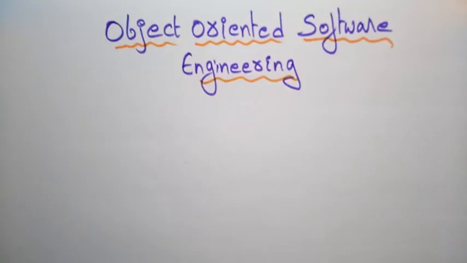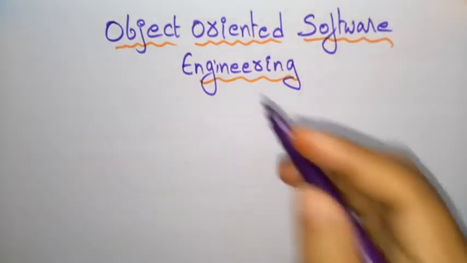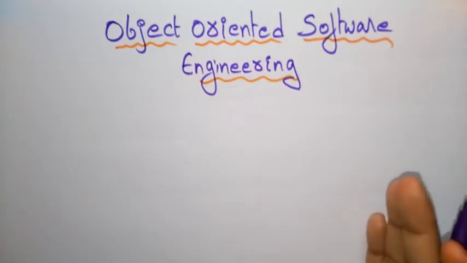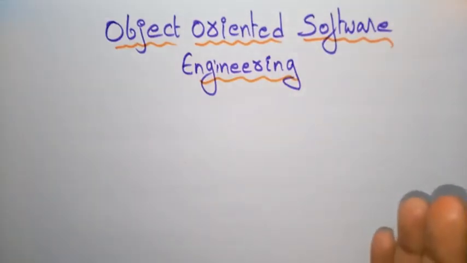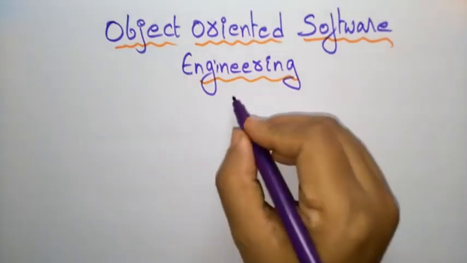Hi students, coming to the next subject, that is object oriented software engineering. This is one of the pictorial representations, where we are going to discuss all the analysis and design concepts in object oriented software engineering. In this video I will give a brief description of what object oriented software engineering is and what its history is. Now let us see.